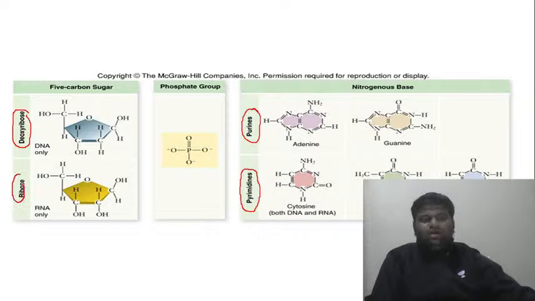In the deoxyribose, one oxygen is deleted from here, which is not deleted in the case of ribose. So ribose occurs only in the RNA, and deoxyribose occurs only in the DNA.